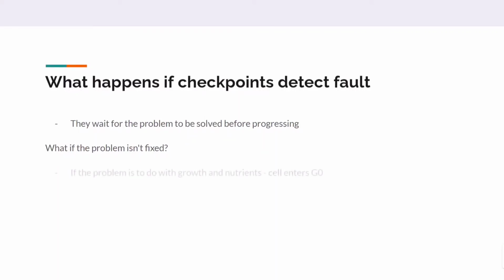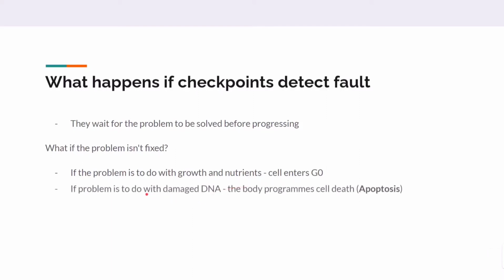Well, if the problem is to do with growth and nutrients, the cell will just enter the G0 phase. So it will exit the cell cycle, and it will stop replicating. And if the problem is to do with damaged DNA, this is a much bigger problem because this could lead to something much worse. And so the body programs its cell death, and this is apoptosis. And we'll go on to see why the body programs this apoptosis of damaged DNA.